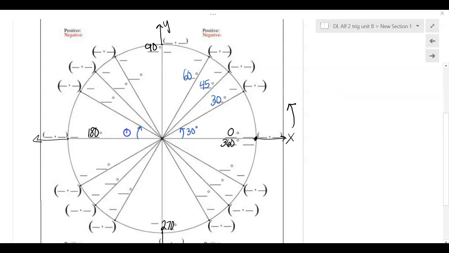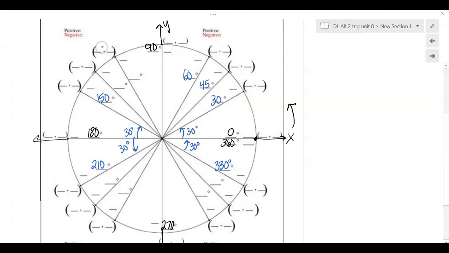That means this on this side is also 30 degrees. So the angle that's 30 degrees before 180 would be 150. And the angle that's 30 degrees after 180 would be 210. And the angle that's 30 degrees before you finish the circle at 360 would be 330.